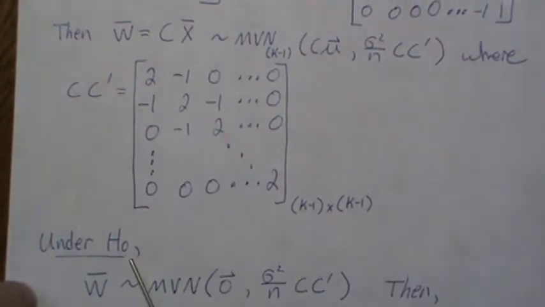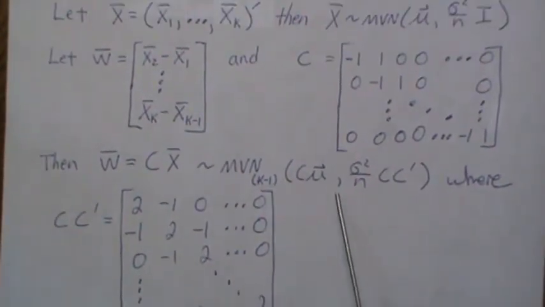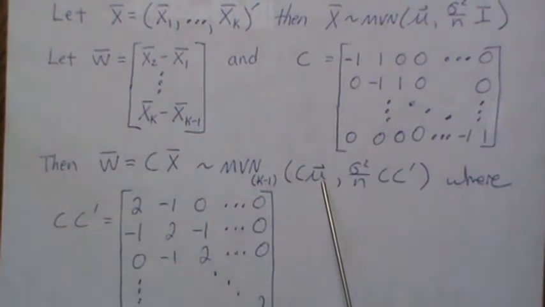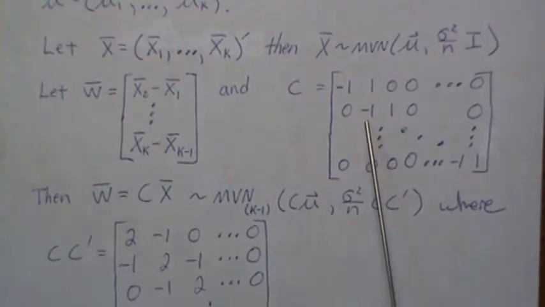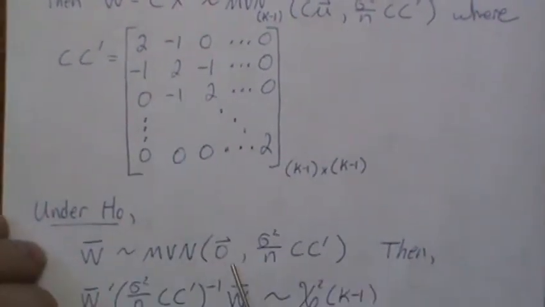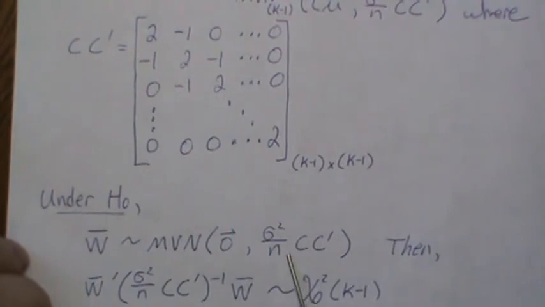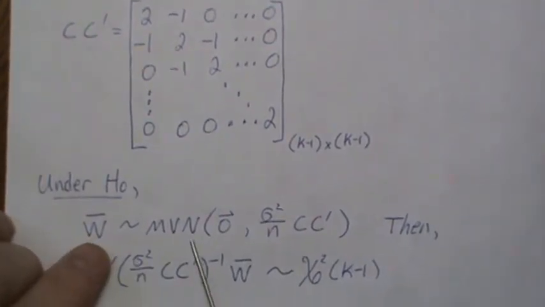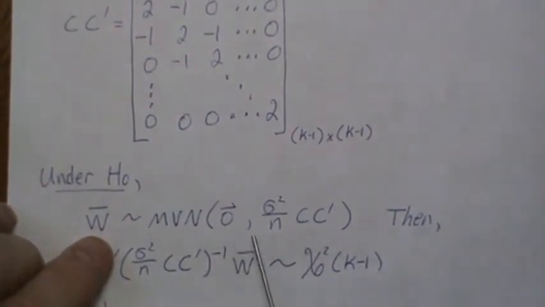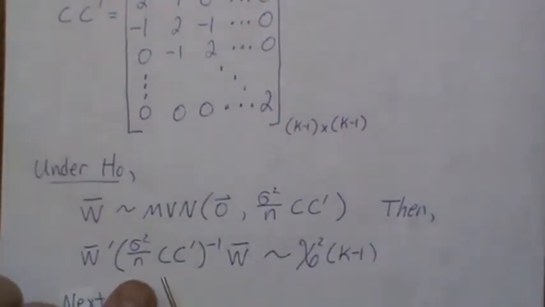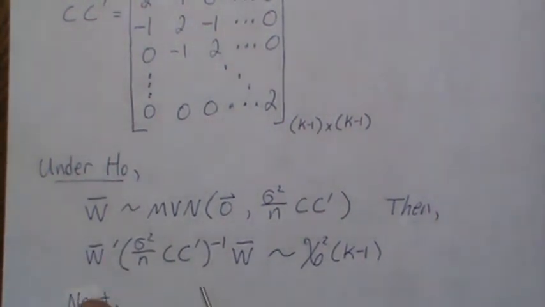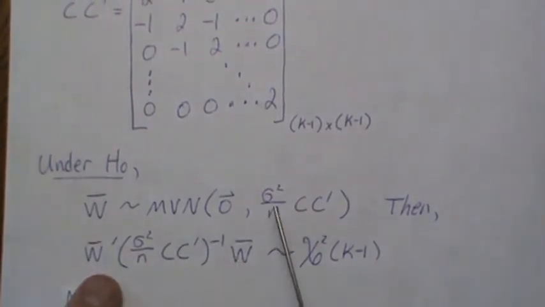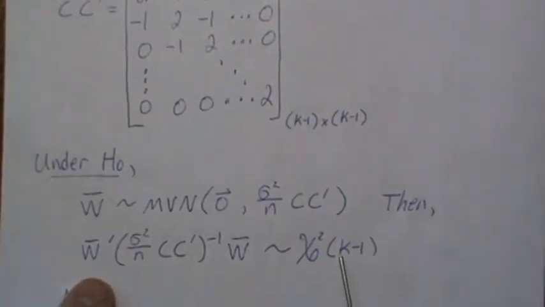So under H naught, that all the means are equal, which says that these successive differences are all going to be equal. So it says the mean is 0, and they have the same covariance structure. So W bar is multivariate normal 0, this covariance. Then this quadratic form has a central chi-square distribution with k minus 1 degrees of freedom. Now I have a playlist called Quadratic Forms where we look at this derivation specifically.